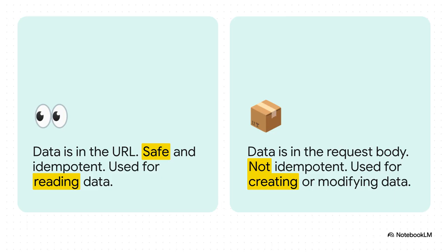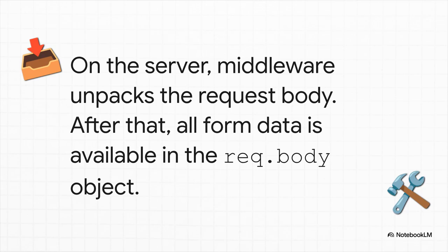That's a huge difference. Now, on the server side, grabbing this hidden data requires one extra step. We need a little helper, which we call middleware. All it does is process the request before our main code sees it. In this case, express.urlencoded is the middleware that knows how to find and unpack that hidden request body for us. Once we tell our app to use it, all our form data magically appears in the req.body object. So easy recap. GET uses req.query for URL data. POST uses req.body for hidden data.